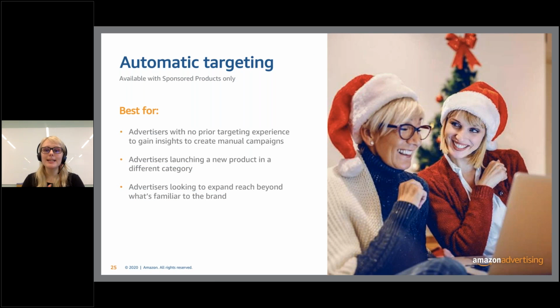So automatic targeting is really easy to get started with, and it lets you gain insights on shopping activities and discover new keywords that are generating clicks and sales for your brand and products. Because our system is continuously learning and automatically adapting your targeting. So if you're launching a new product in a different category or you're looking to expand, this targeting method can help you reach new audiences. And then automatic targeting helps lay a solid foundation for your manual campaigns, which I'll discuss in a moment.